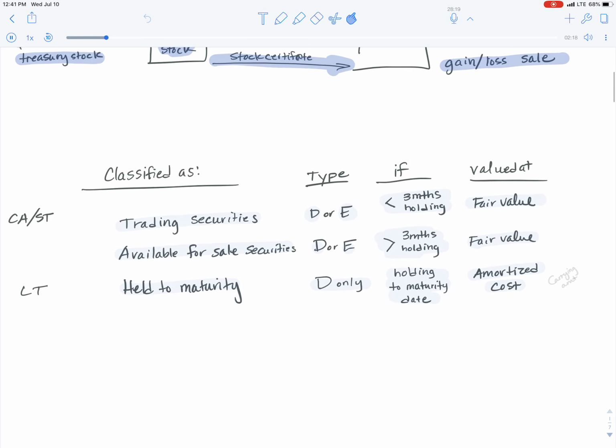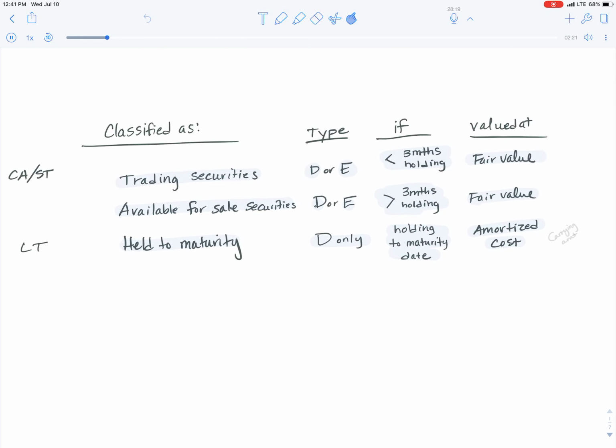So there are 3 classifications of investments that you're going to need to know. Trading securities. This can be either a debt or equity investment, and this is if we're holding our investment for less than 3 months. We're going to record this investment at its fair value. The second type is available for sale securities. This can be debt or equity, and it's kind of like a catch-all category. If it's more than a 3 month holding period, then we're going to record it at fair value.